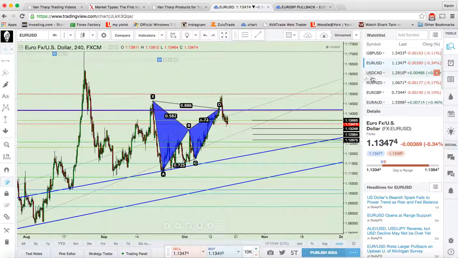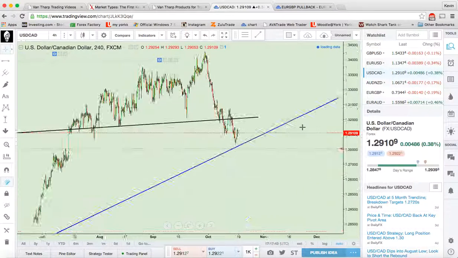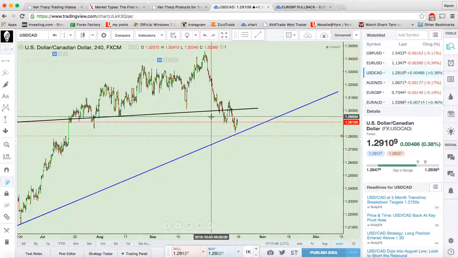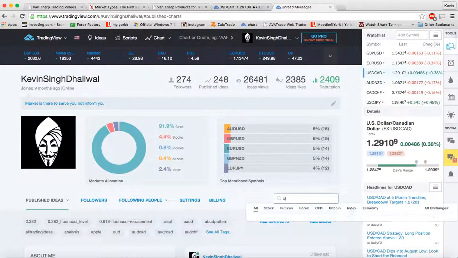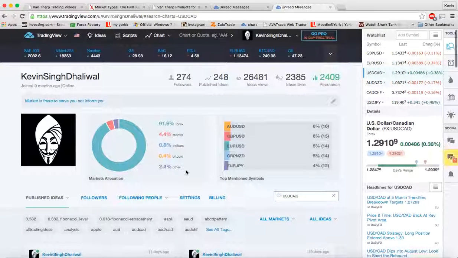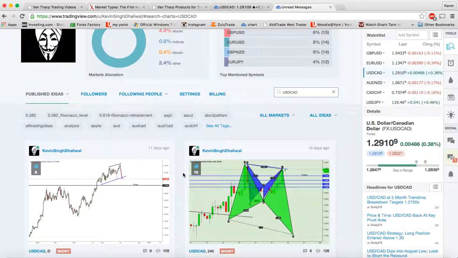Let's look at USD Canada. I took this trade last week. I don't have anything at the moment. Let me show you last week's trade that I posted on TradingView and obviously everywhere else.